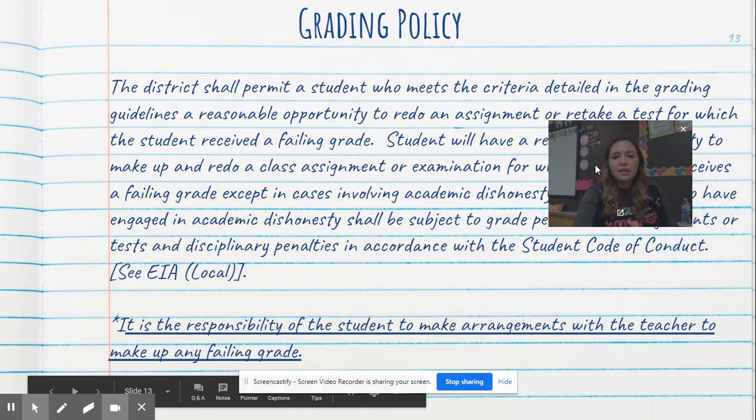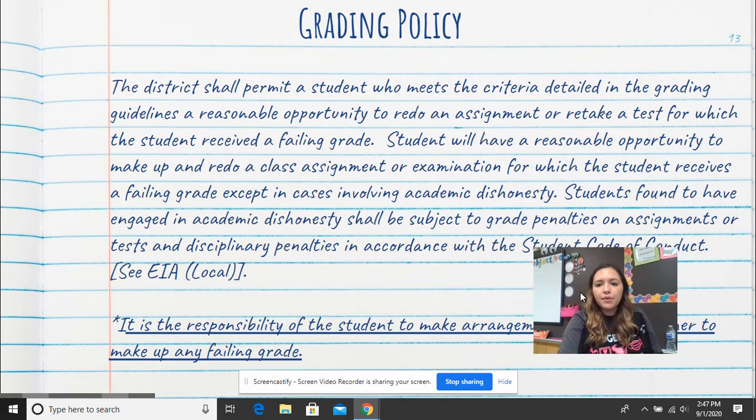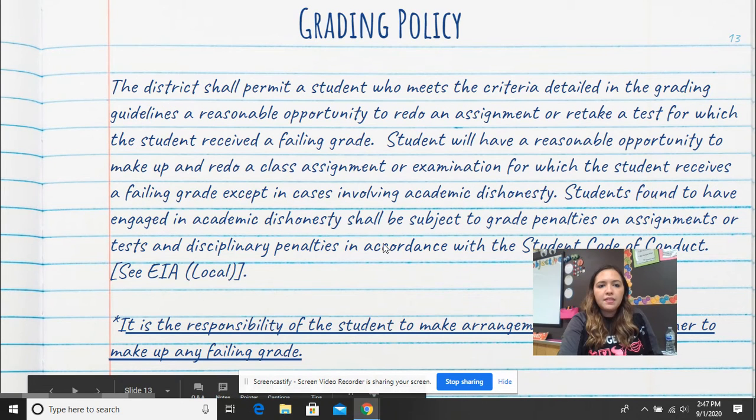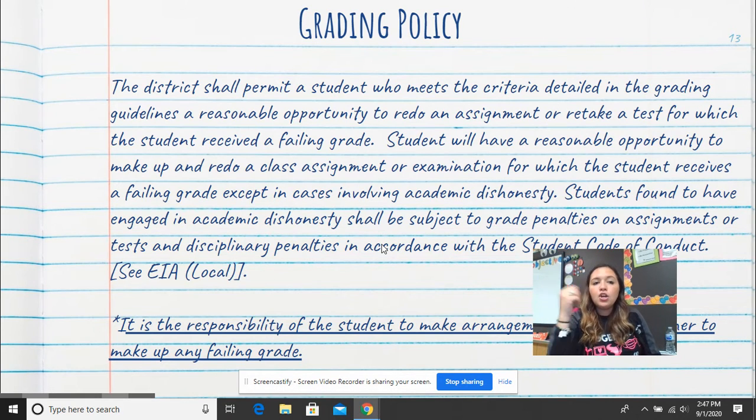Grading policy. I'm going to go ahead and summarize this statement. This is whenever you're not happy with your grade or you have a failing grade, you have the opportunity to make up or redo that assignment. Now, that does not apply if you are involved in academic dishonesty, which means cheating.